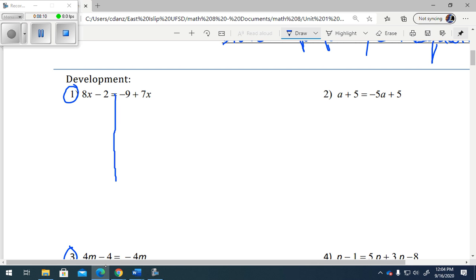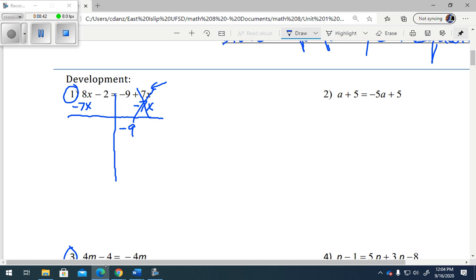So I am going to choose to get rid of this 7x. To get rid of it, I have to subtract it. But to keep the equation equal, whatever I do to one side, I have to do to the other. So I just subtracted 7x from both sides. So it's really using the subtraction property of equality. When I subtract 7x from this right side, it's gone. I really got rid of the variables on the right side. All I have is a -9 on the right side.